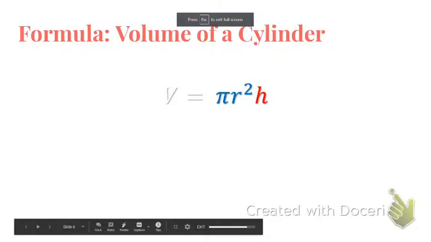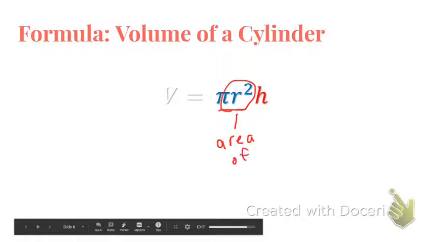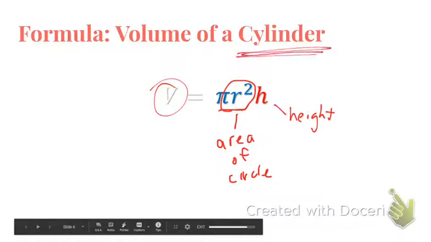Still getting stuck somewhere. Okay, so the volume of a cylinder is a formula right there. You take pi r squared, which, if you recall, is the area of a circle. And then all you got to do is multiply it by how tall the cylinder is, so that's its height. All right, make sure you write that down. That's how you get the volume of a cylinder.